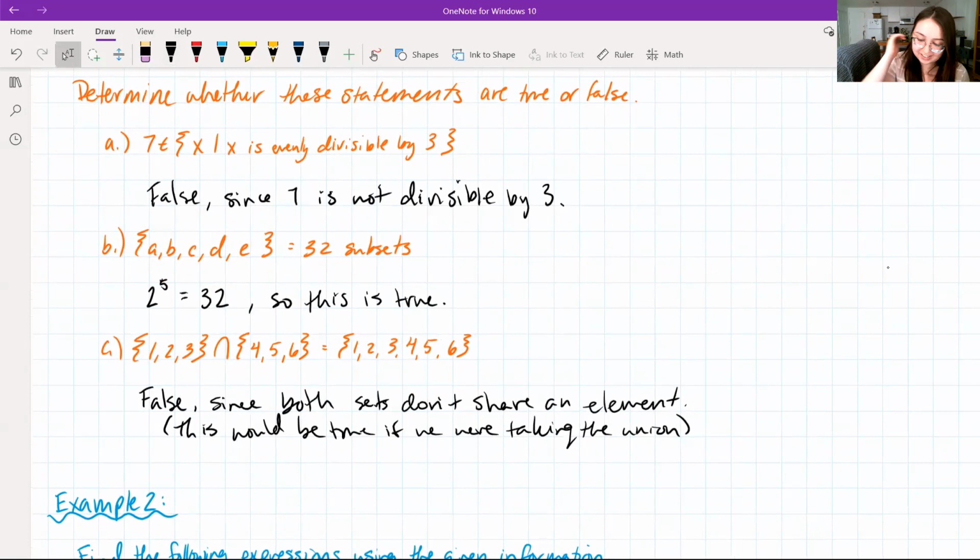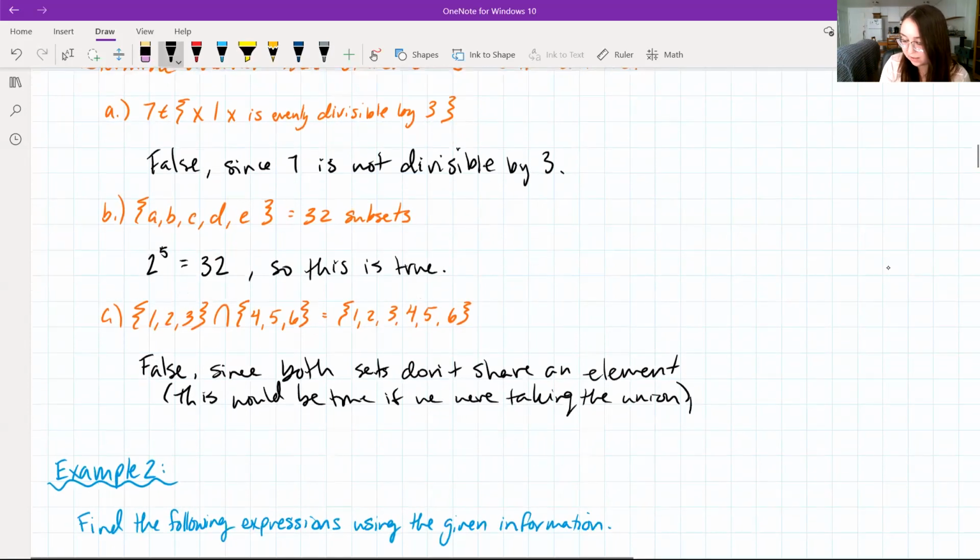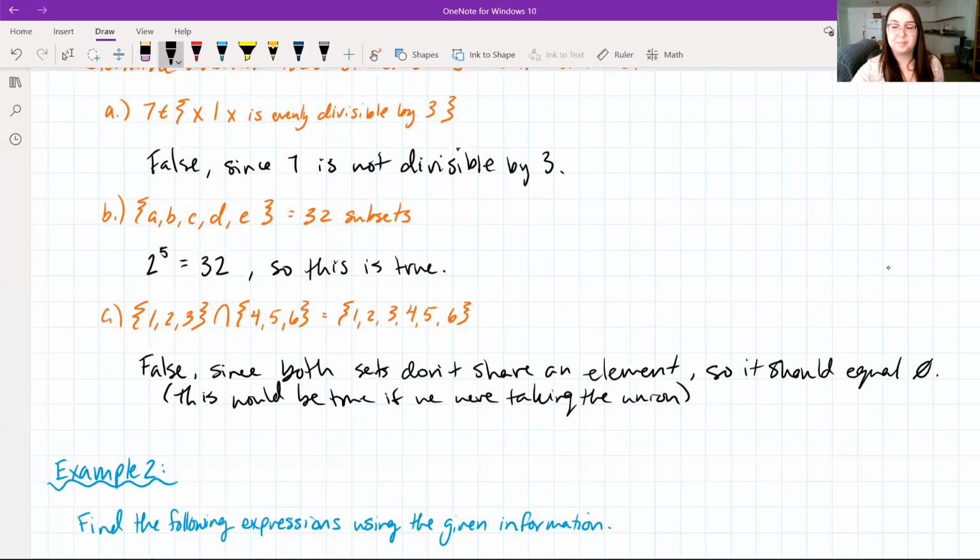Another side note here, we'll just add it on. So we say, this is false since both sets don't share an element, so it should equal the empty set.